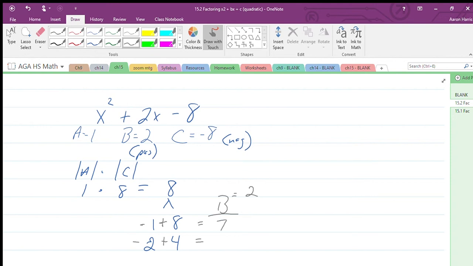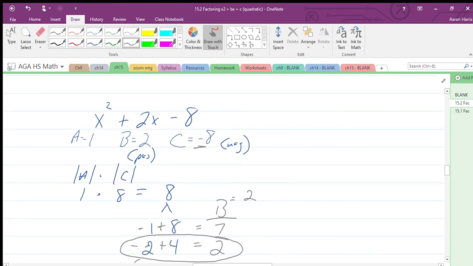-2 times a positive 4 is -8. So that's equal to C. So I'm good there. But -2 plus 4 is 2. Which one is equal to B? So I know that -2 and positive 4 are the factors I'm going to use.